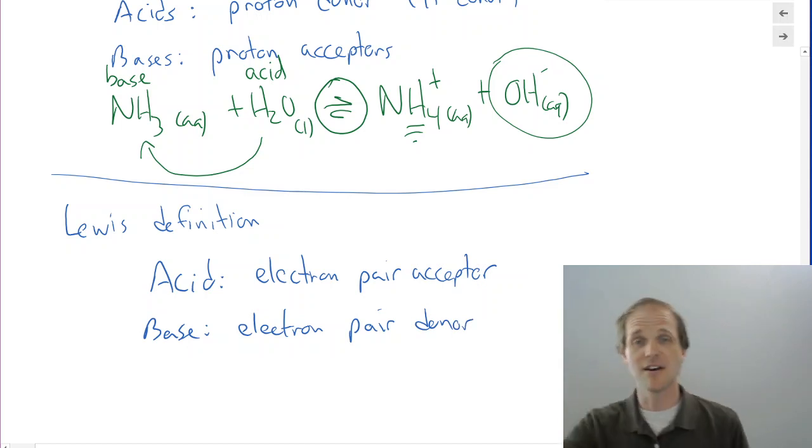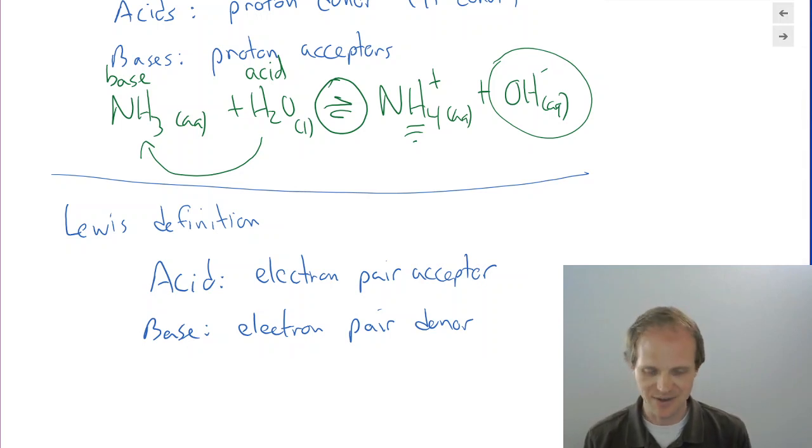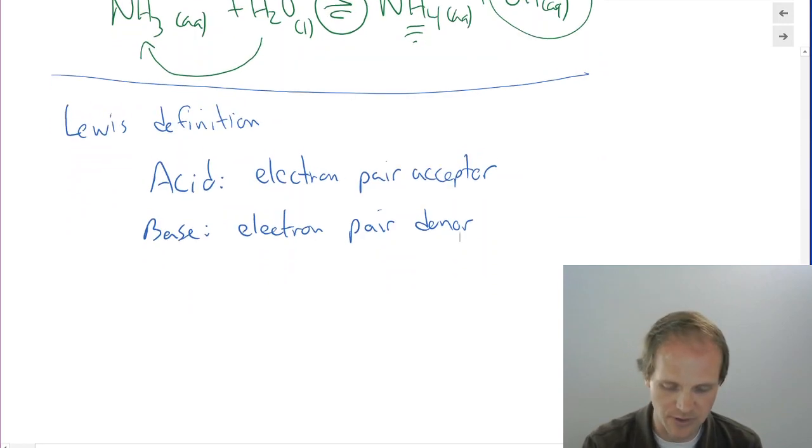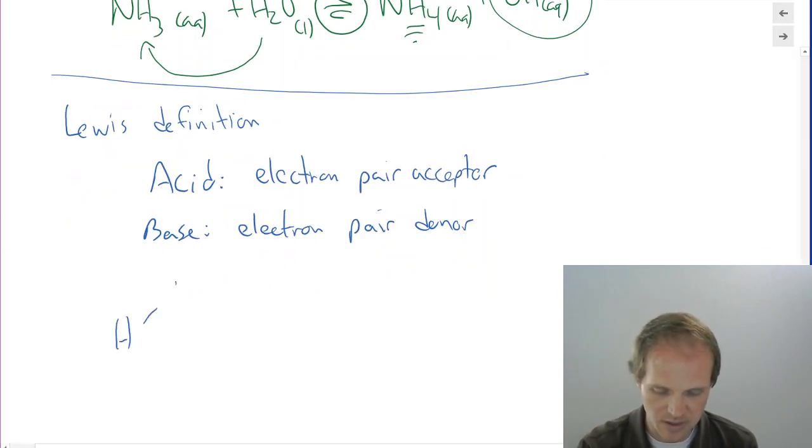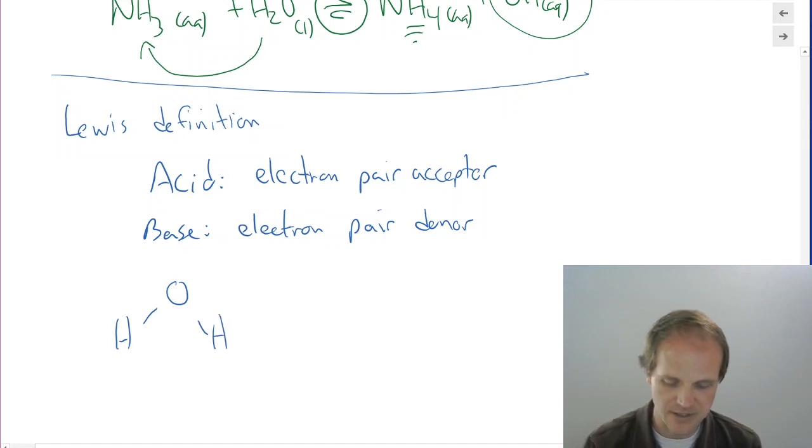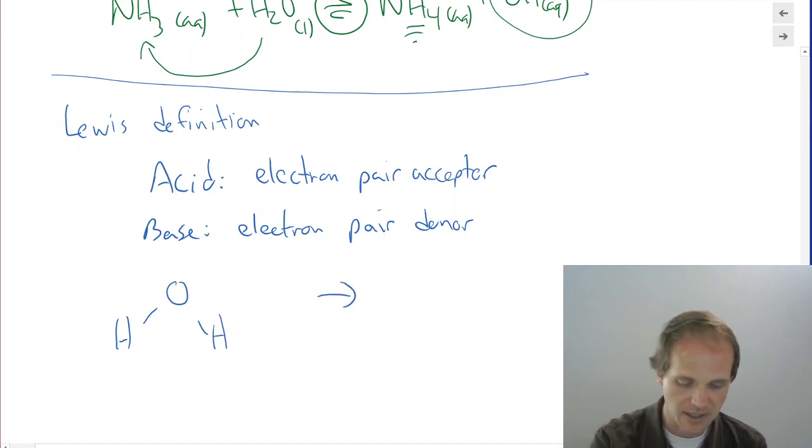Applies to everything. It applies to all these different ones. But how can it? How can we talk about an electron pair acceptor and electron pair donor when we're talking about ammonia and water and watching this proton move around? Well, let's look very simply at water. In the previous case, the water reacted with the ammonia. We ended up forming OH-, and let's look at those electrons.